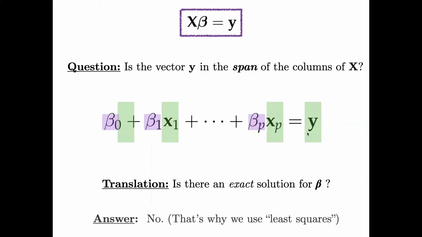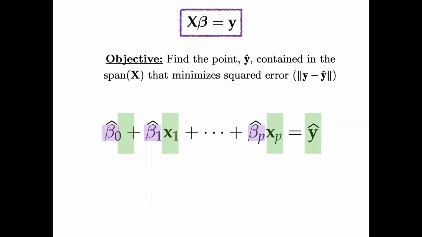And the answer is no. That's why we use least squares, because this system of equations up here is inconsistent. It has no exact solution. Our data does not fall on a flat line or planar surface. So the objective in regression is to find the point, we call it y hat, that is contained in the span of X and minimizes the squared error. Now, one way to represent the squared error is as the norm of y minus y hat. Remember, this is the square root sum of squares. So I've taken the square root, but obviously if I minimize the square root, I minimize the square.